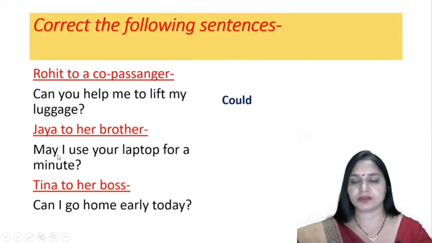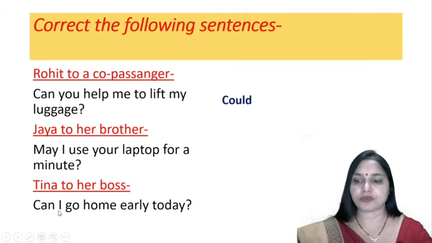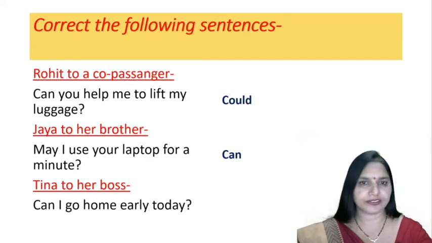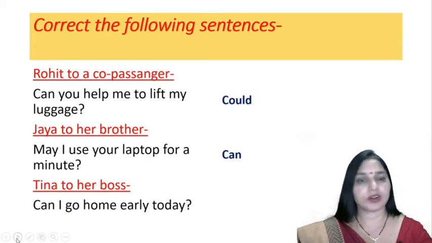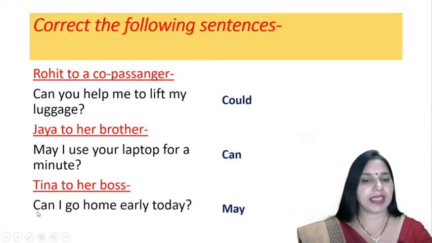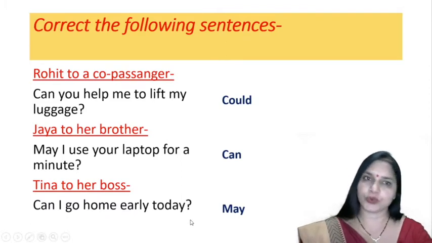Jaya to her brother. May I use your laptop for a minute? Instead of may, Jaya should use can, because she is talking to her brother with whom she has a casual, informal relationship. Tina to her boss. They have a formal relationship. So she should use may, not can. May I go home early today? I hope you have understood it now.